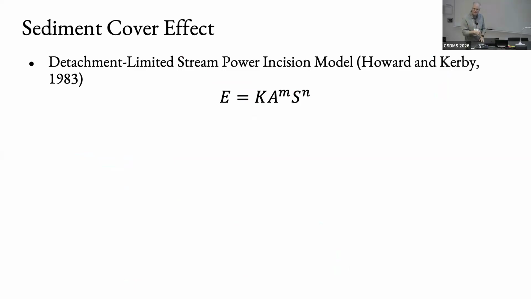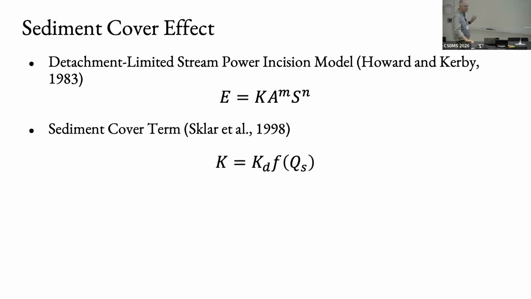On the detachment limited end, those of you that play in fluvial landscapes will be very familiar with the stream power incision models. This is K, an erodibility coefficient. A is the drainage area, and S is the local slope. M and N are fixed exponents. So it's been around for quite a while.